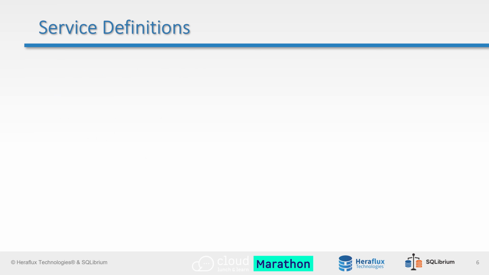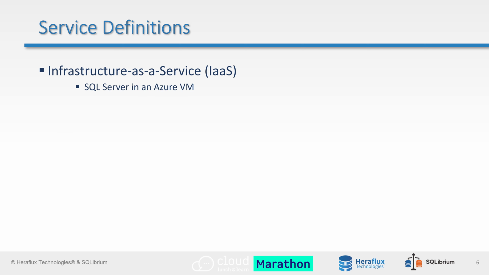Okay, a few definitions here. First of all, infrastructure as a service, or IaaS, is essentially nothing more than virtual machines. In this case, we're going to install a copy of SQL Server in there. It's basically business as usual.